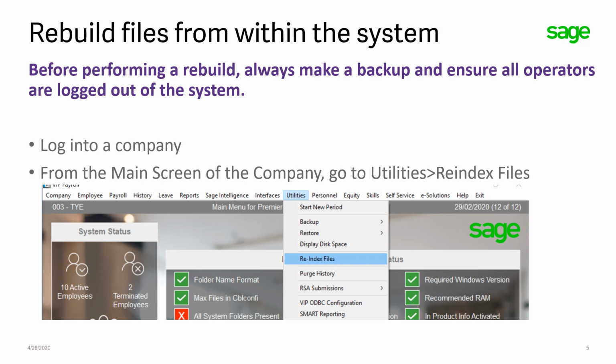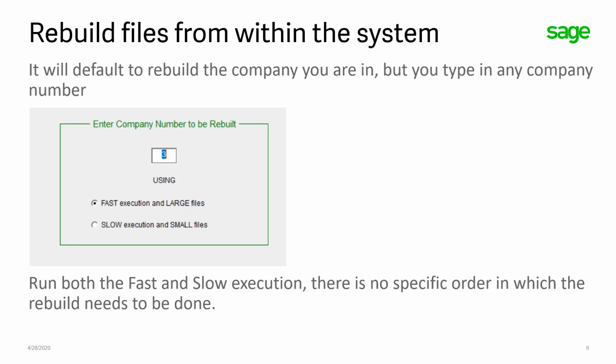Before performing a rebuild, always make a backup and ensure all operators are logged out of the system. Log into the company that you want to rebuild. From the main screen of the company, go to Utilities and select Reindex Files. It will always default to rebuild the company that you are currently logged into, but you can type any company number in the block provided. There is no specific order in which you need to rebuild files, as there's a fast and a slow execution option, so either one of the two can be done first.